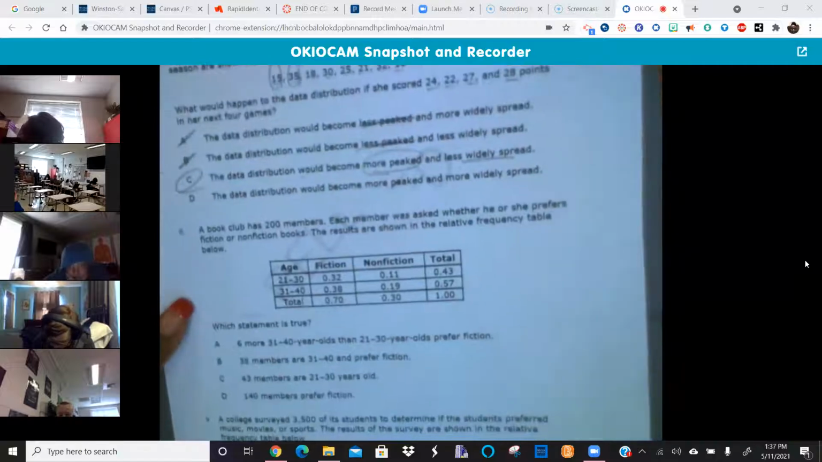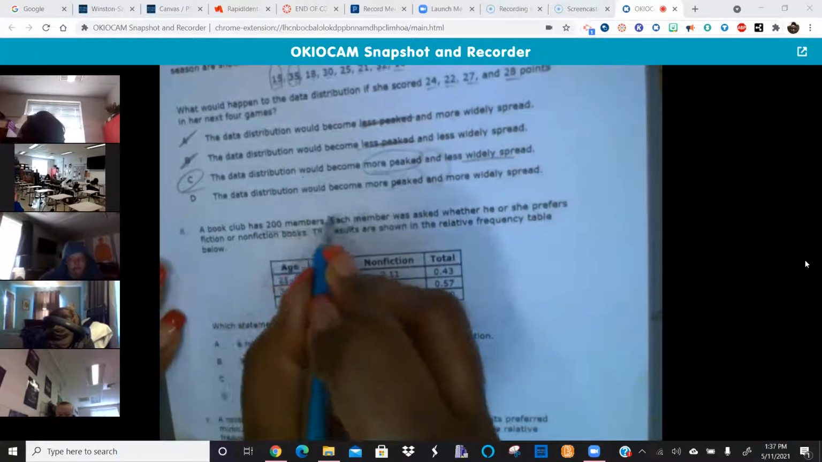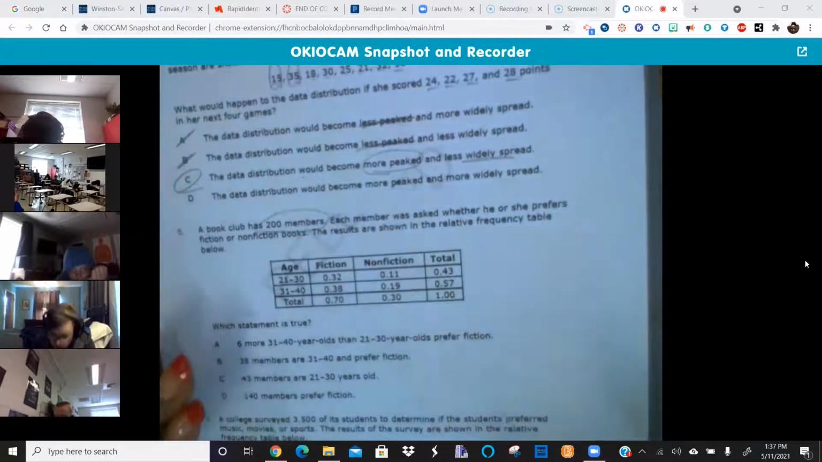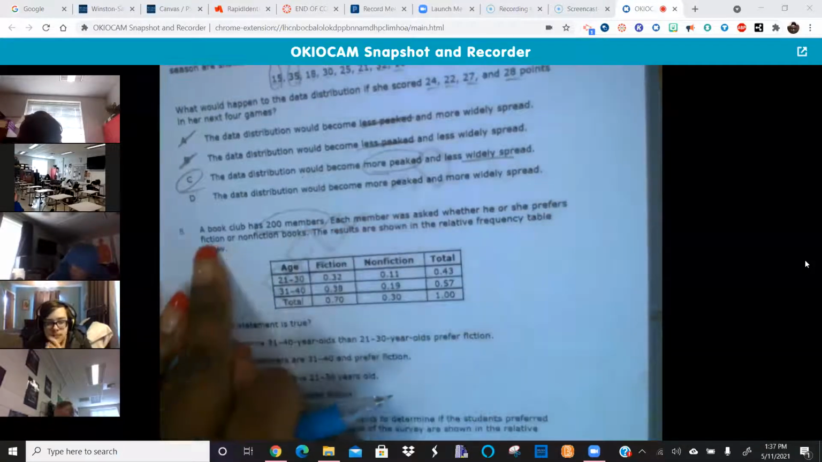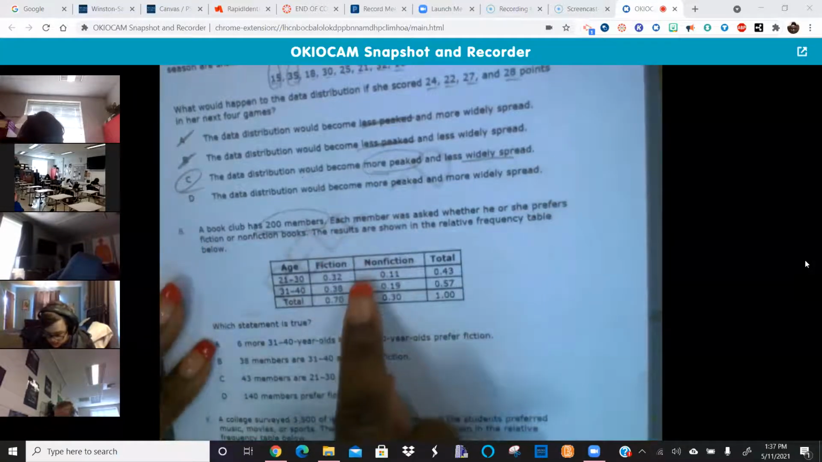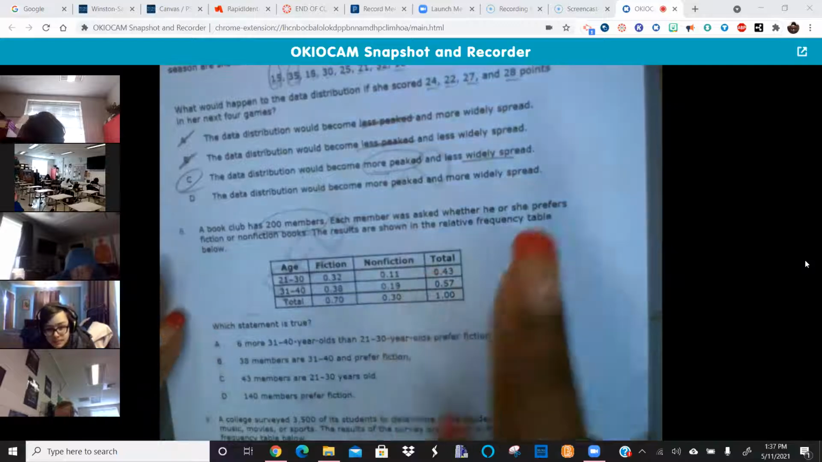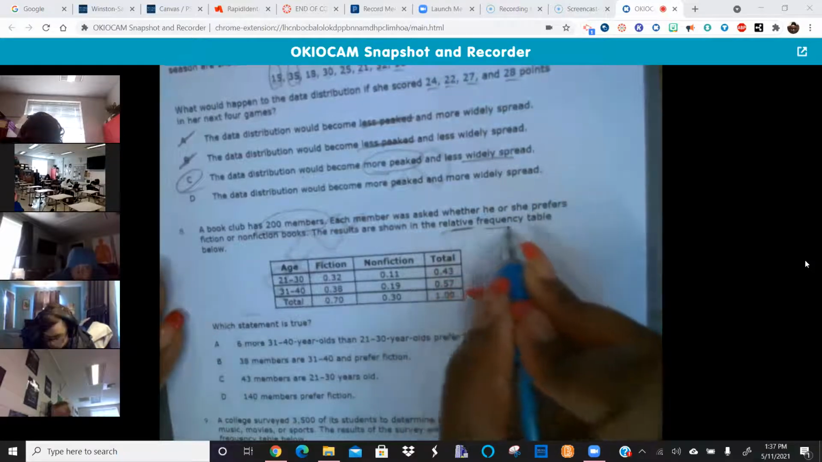Number 8, a book club has 200 members. It has a total of 200 members. It says each member is asked whether he or she prefers fiction or nonfiction. This is fiction. This is nonfiction. This is a relative frequency table.